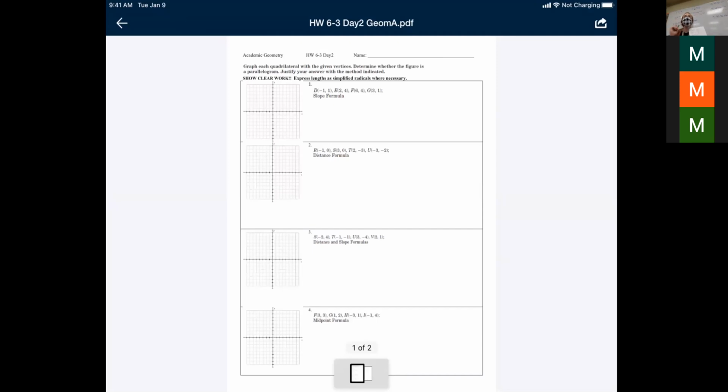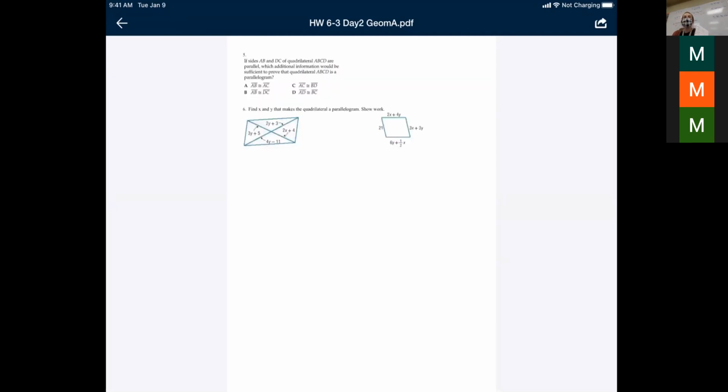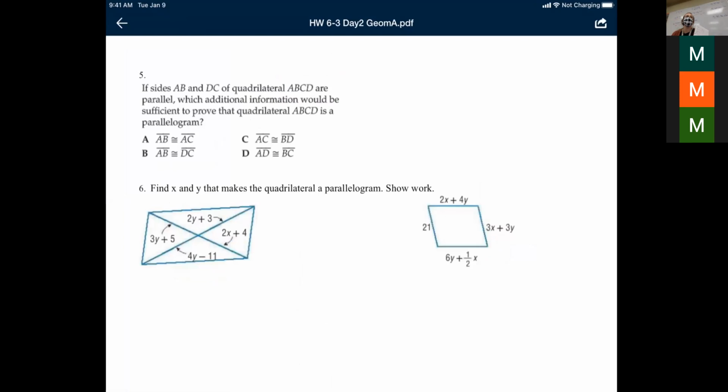The third one, you will have to show work. I know that we didn't show very much work on our example, but you do need to show work on the third one to do 2 distances and 2 slopes. And then the last one is midpoint. Now there's also like 3 random problems on the back. So please, please, please make sure that you do the back.